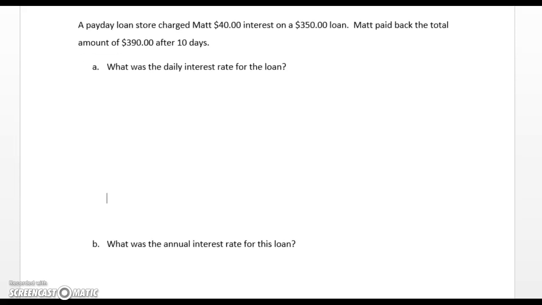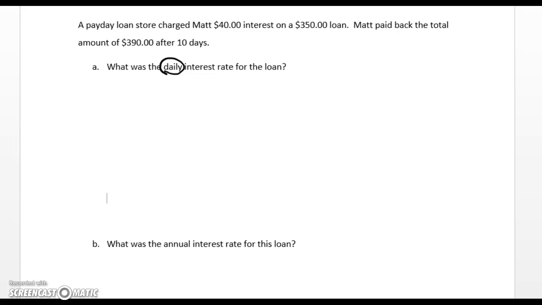So a payday loan store charged Matt $40 interest on a $350 loan. Matt paid back the total amount of $390 after 10 days. So part A is asking, what is the daily interest rate for the loan? And one thing to note is that this says the daily interest rate.